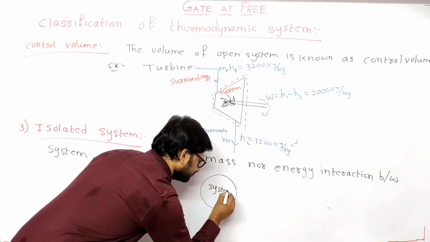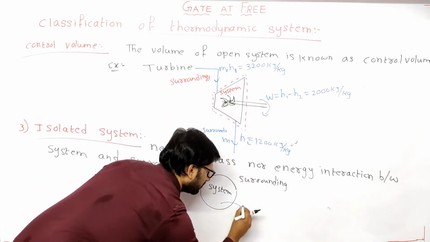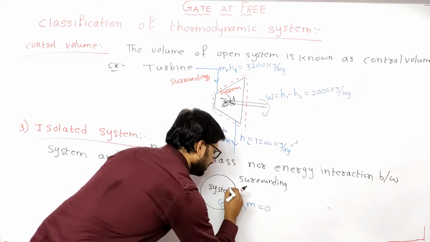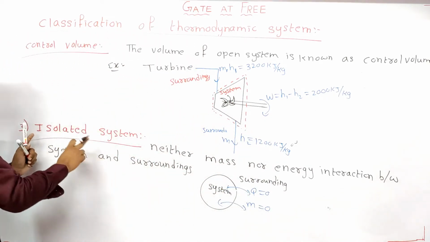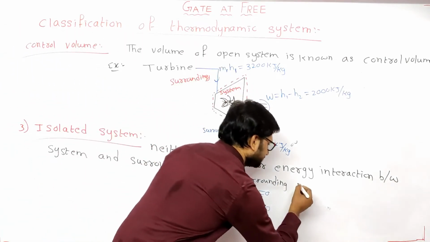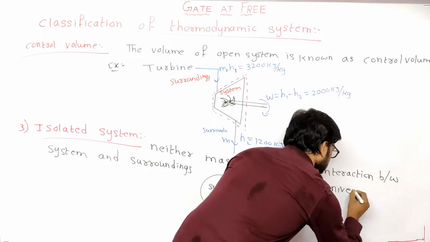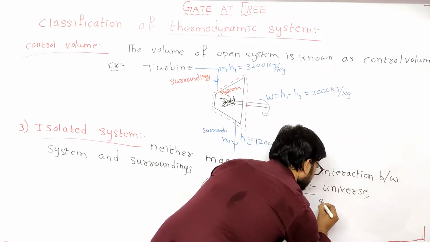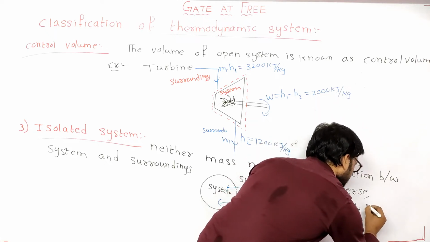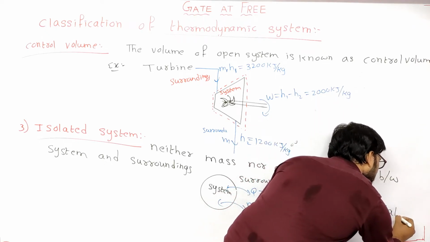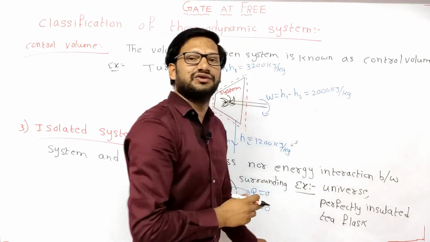This is system, surroundings. Can I represent? Mass interaction is equal to 0 and energy interaction, that is heat, is equal to 0. Okay, this type of system is given the name isolated system. Now, what are the examples? Example, universe or a perfectly insulated tea flask. I am saying a 100% perfectly insulated tea flask.